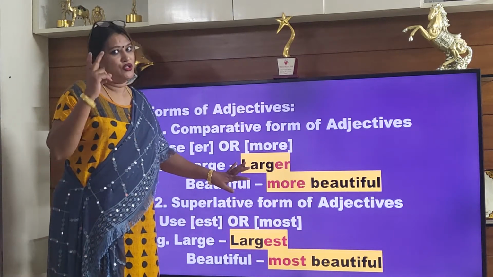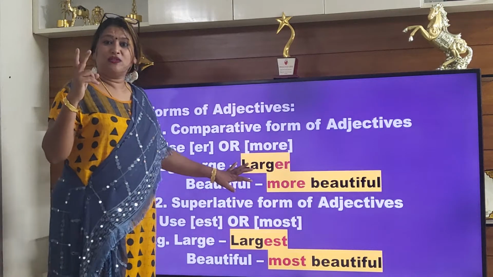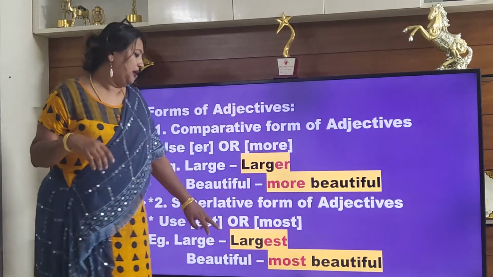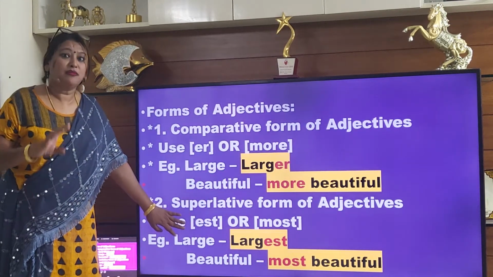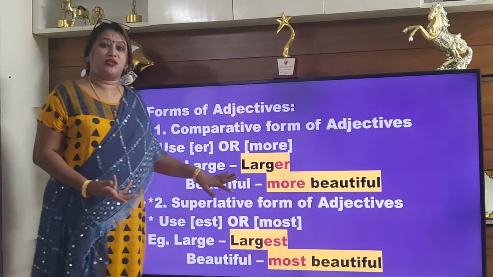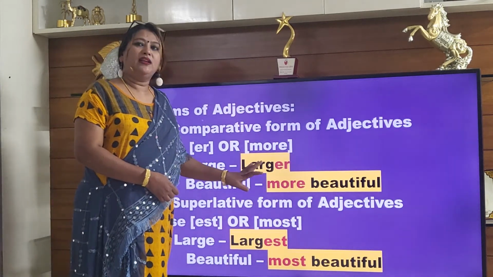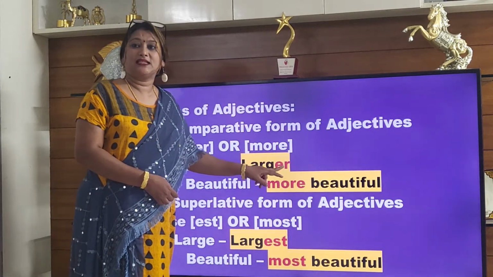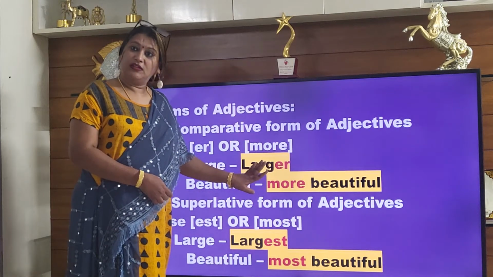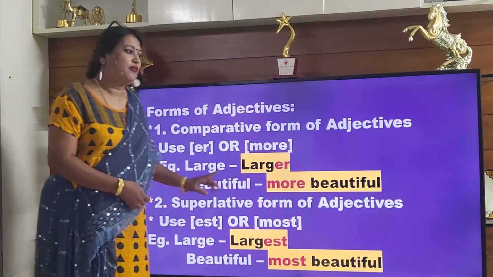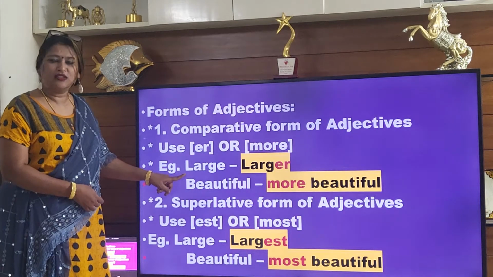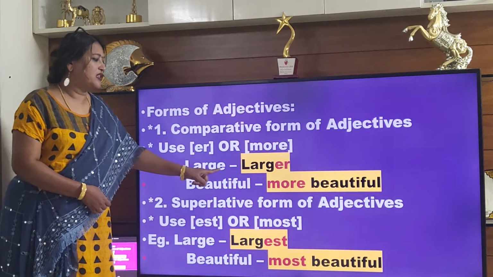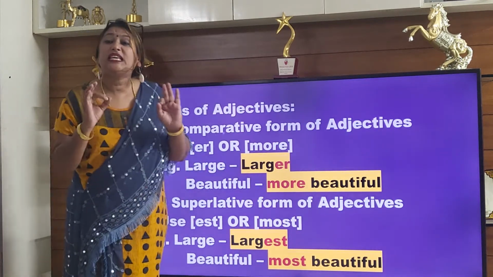Okay, so now how do you segregate them as comparative and superlative? Comparative means two. Comparison will be between two. Superlative means more than two. So what do you use? When it comes to comparative, you use er after the word. Now large is the word. Can you see, children? Large is the word. So after the word large, what are you supposed to use? You're supposed to use er.